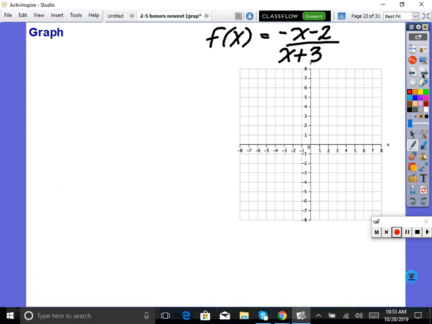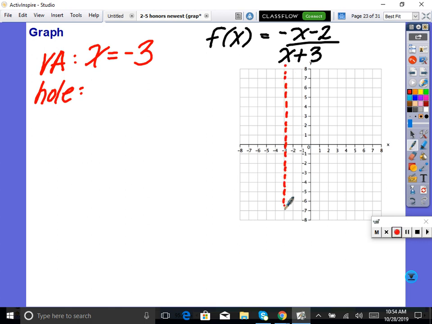So here's my first example. What you would do is first factor the top, factor the bottom. That's done. Then you're going to identify your vertical asymptotes and holes. My vertical asymptote is x equals -3. So I would take my highlighter or whatever and go to -3 and put in my dotted line. Any holes? No. So moving on, none.